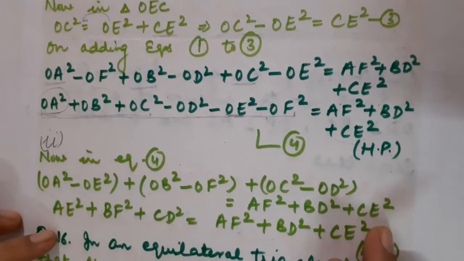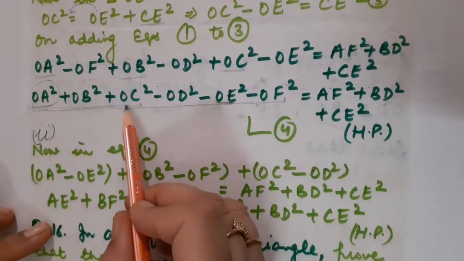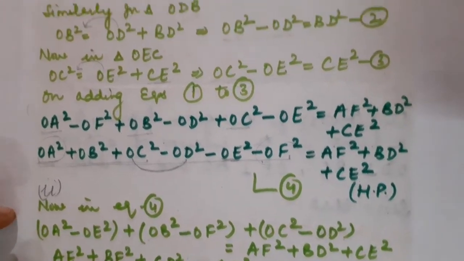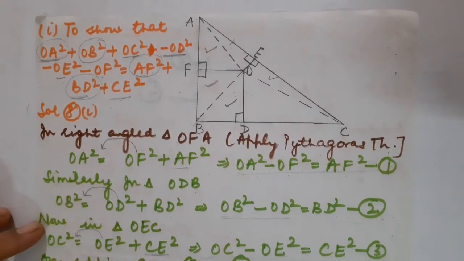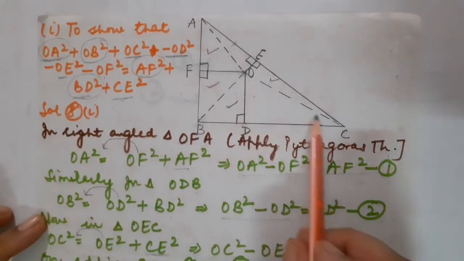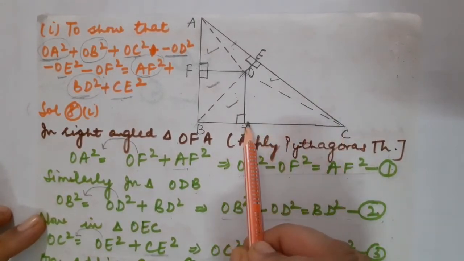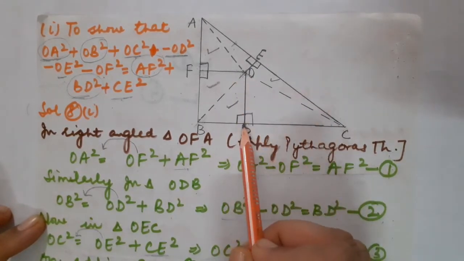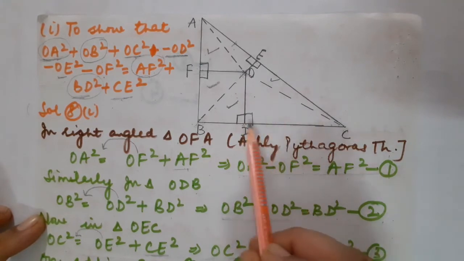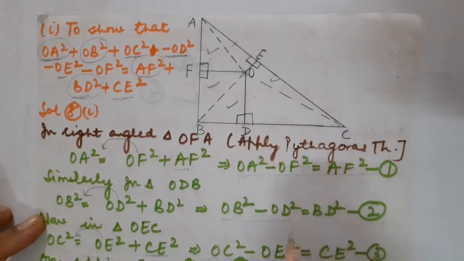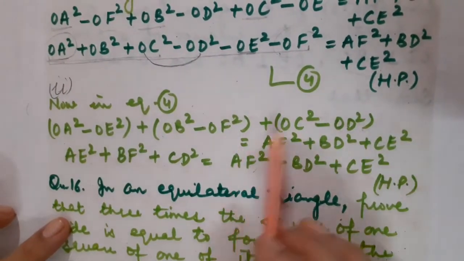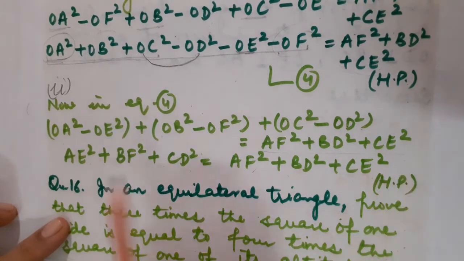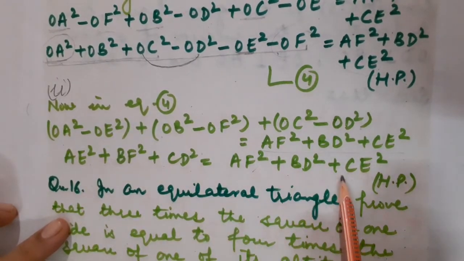In the same manner, children, reach the third expression, that is OC square minus OD square. Let us choose in which particular right angle triangle both of these sides are lying. OC square minus OD square. Okay, so OC square is hypotenuse square minus OD square is altitude square. So this must be equal to CD square, that is base square. So here it has been replaced by CD square. And no change in right hand side. So hence proved second part as well.